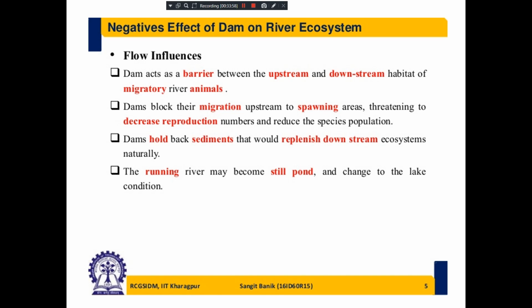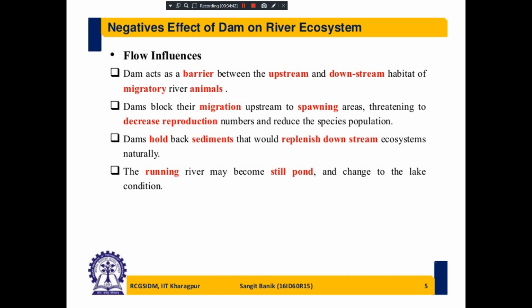And then when the dams are constructed, they block the sediments. The top sediments from the forest and from various places used to flow down and spread in the open areas near the ocean. But now, because of the dam, they started settling in the dam, and this has resulted in silting. The dams get silted. Ultimately, by constructing the dam, a running river has become a pond or a lake.